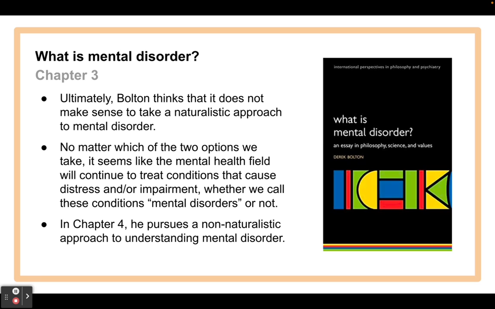Ultimately, Bolton thinks that it doesn't make sense to take a naturalistic approach to mental disorder. So no matter which of the two options we take, he thinks that the mental health field is just going to continue to treat conditions that cause distress or impairment, whether or not we want to call these mental disorders or not. So I think he just doesn't think that biological norms and this idea of evolutionary dysfunction is all that relevant to treating suffering, right? And that ultimately what we're up to in mental health care is treating conditions of suffering, conditions that cause distress. So that's what he pursues in chapter 4. He pursues a non-naturalistic approach to understanding mental disorder. He thinks that would be best.